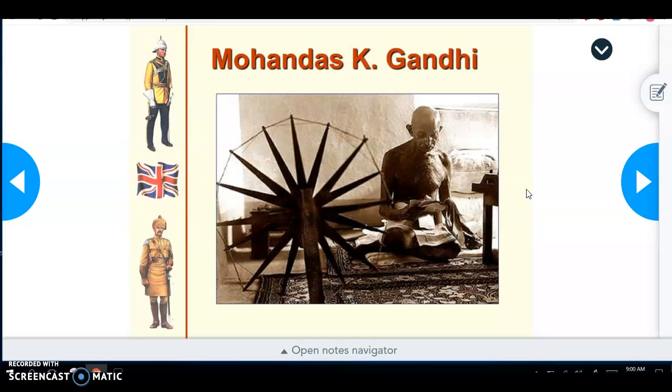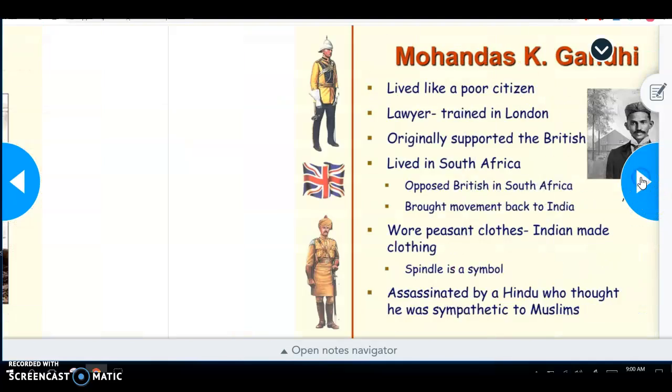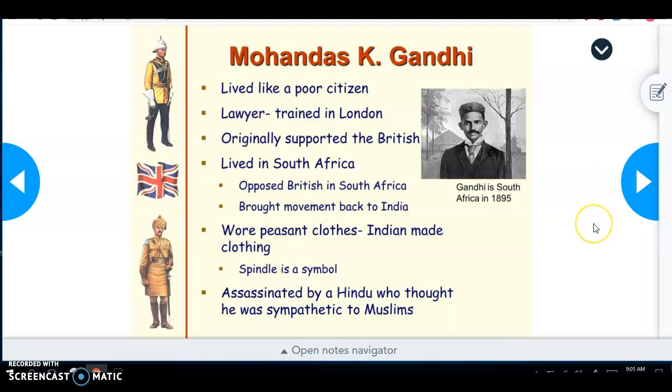Gandhi was a man that studied law. He actually studied in London, studied in South Africa, kind of watched how people were treated in South Africa, and then really fought hard for your untouchable class. So even though he was born in a rich family, he chose to live like a poor citizen in order to understand what some of your lower caste system people were being treated like or how they lived.